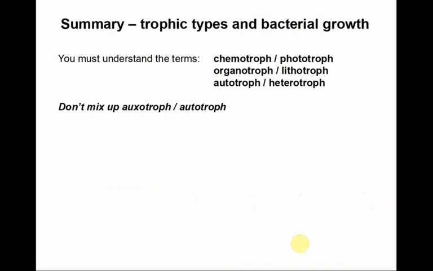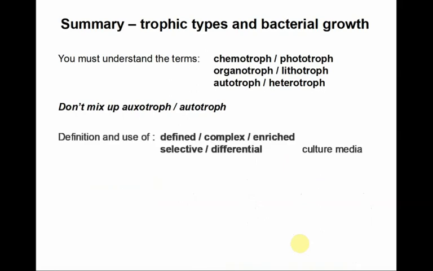Okay, so just to summarize so far: chemotroph, phototroph, organotroph, lithotroph, all this stuff, you have to understand this. Don't ever mix up auxotroph and autotroph. It's not exactly the worst thing a microbiologist can do, but it's on my list of pet hates, I have to say. I see it in exams when students get this mixed up.